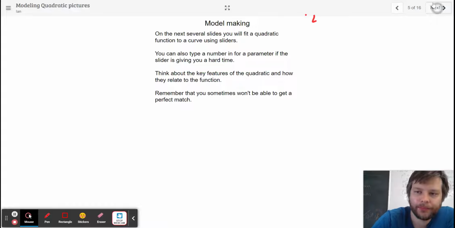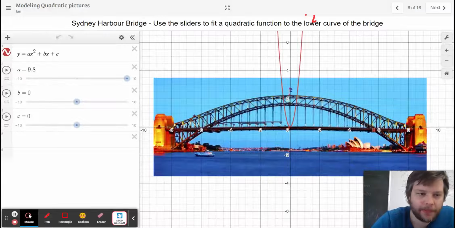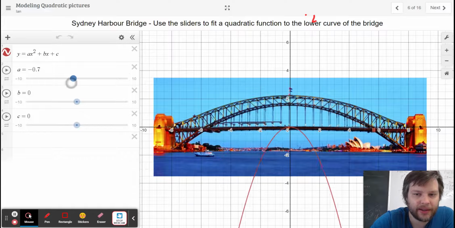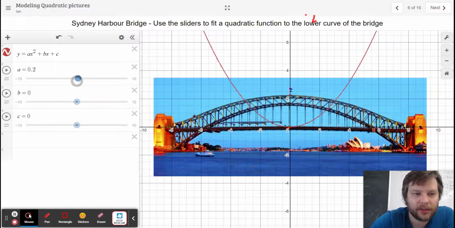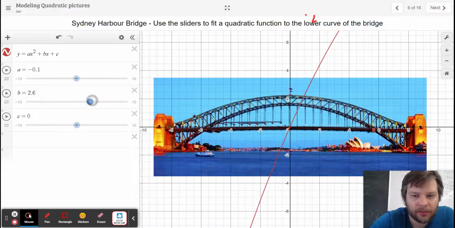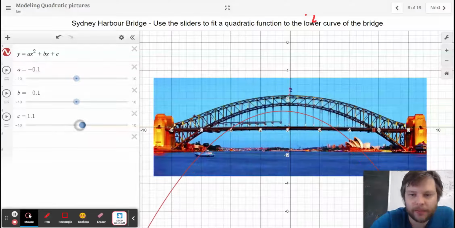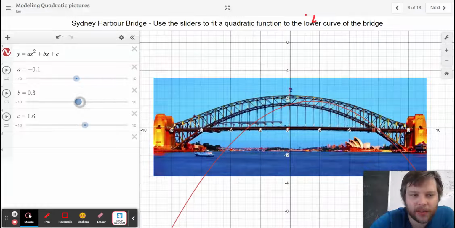So now we're going to play around and make some pictures. First couple slides, you're using the sliders here to try to make it work. First thing I notice here is that I need a negative a value because that's how bridges look. So let's try doing negative 0.1. The b value is going to move it in all kinds of interesting ways, left and right, basically. And the c value is going to move it up and down. So if I do this, this is pretty close. Let me put the b value back at 0.